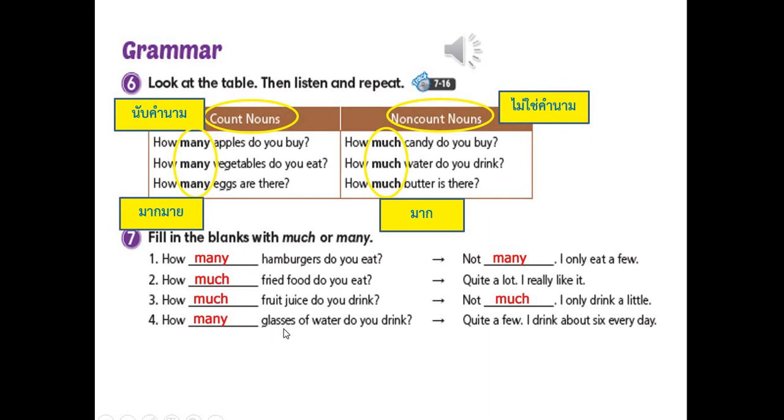But if we erase this one, okay, I'll use my eraser. If we erase the glasses of and we just use water, that's the time that the water cannot be counted, non-count. But if we put it this way, glasses of water, it is countable, so we will use many. Okay, so the answer is quite a few. I drink about 6 every day. How about you? How many glasses of water do you drink in a day? I hope you also drink a lot.